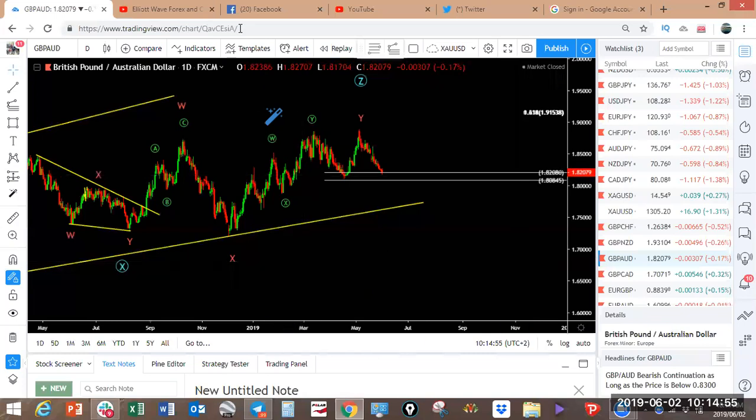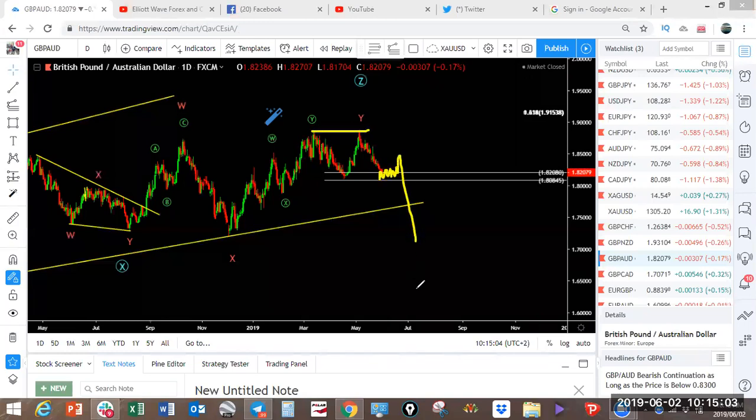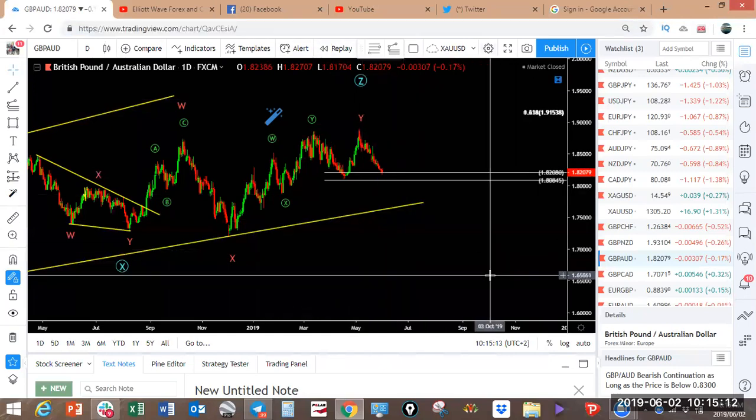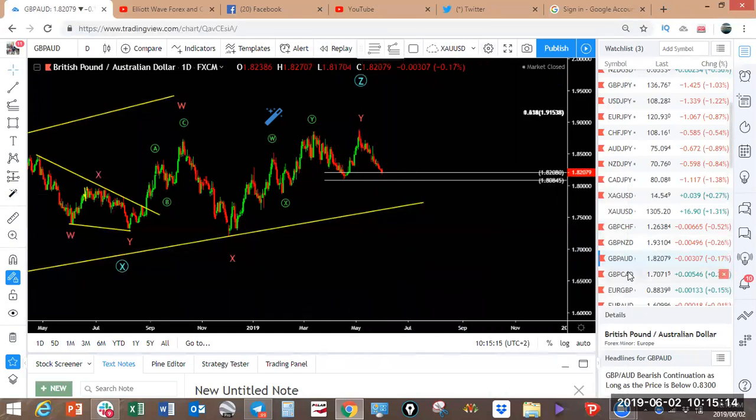Right. So here, let's have a look here. AB based pattern. Look out for corrective structure for downside. Any corrective structure, you look for downside. Pullbacks are not going to be upside. It's going to look like it's going up, but that's just pullbacks. That's pound AUD, pound CAD.